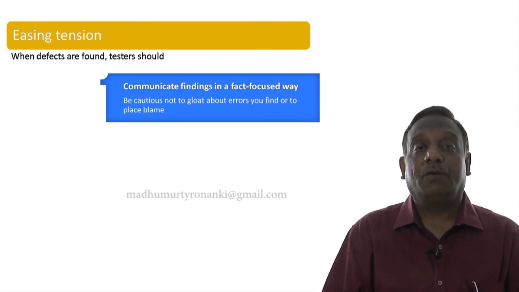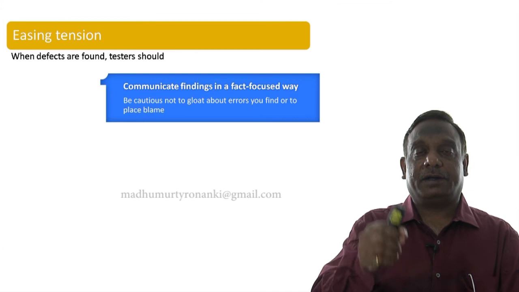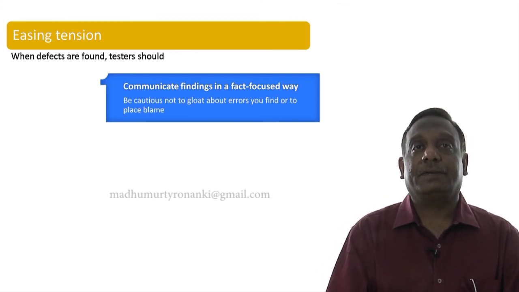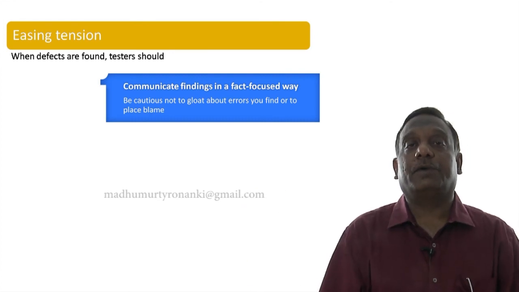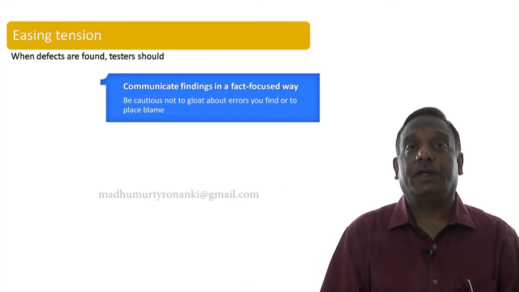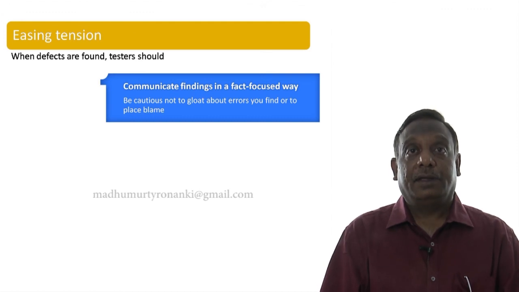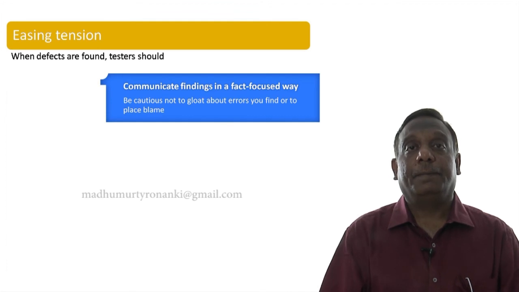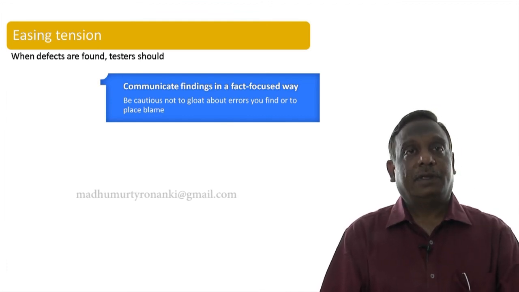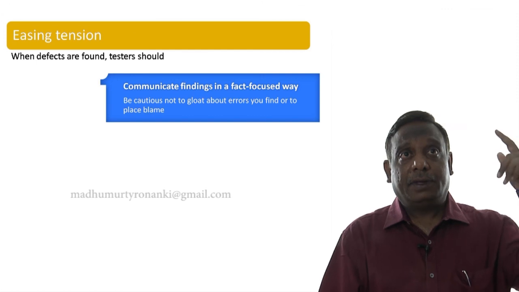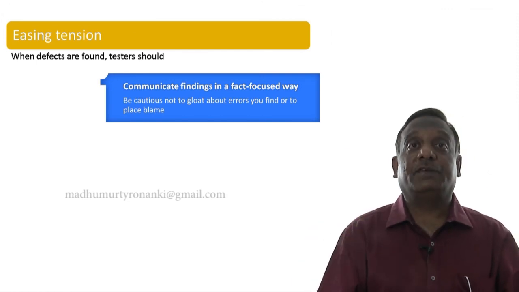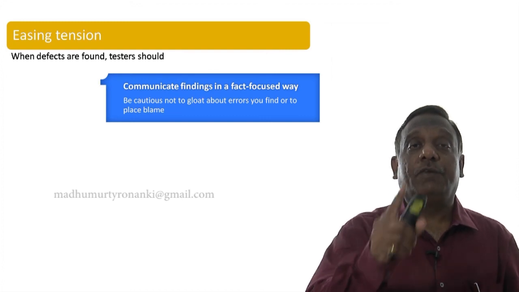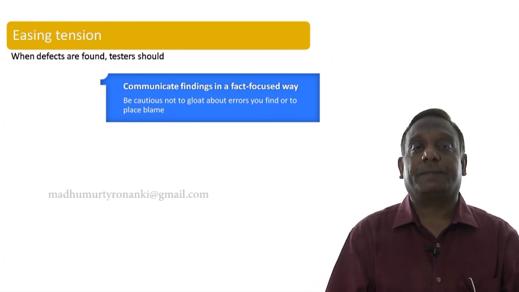When you are happy, what you must do is communicate your defects in a very fact-focused manner, not gloat about the defects you found. What happens because of this? You are controlling your emotion and writing very professional defect reports. Developers will look at them and think, oh great, this fellow has found good defects, let me correct them. That is the good way of reacting in those kinds of situations.